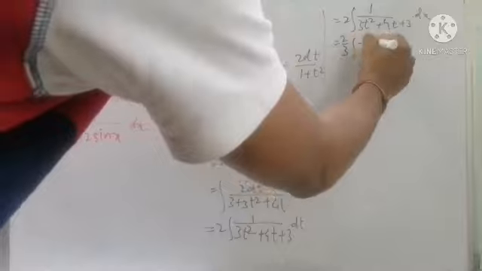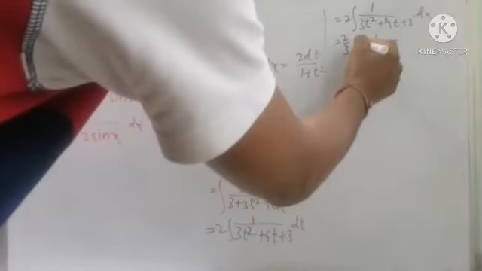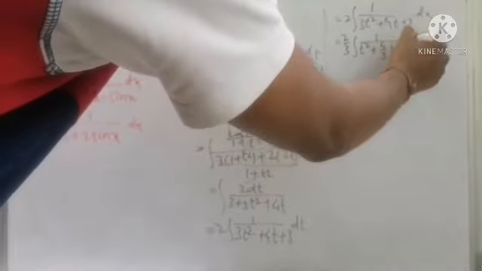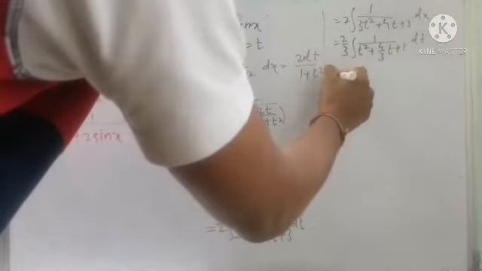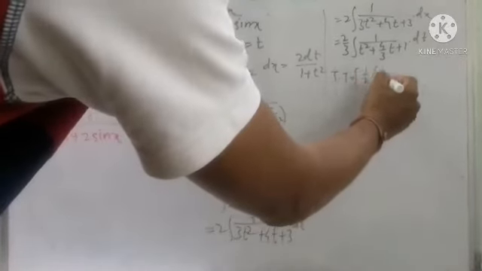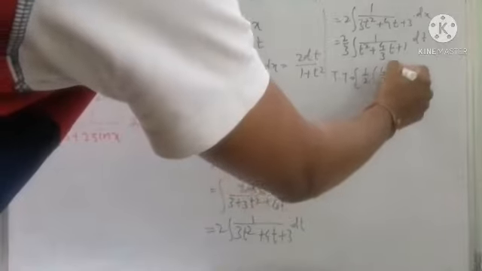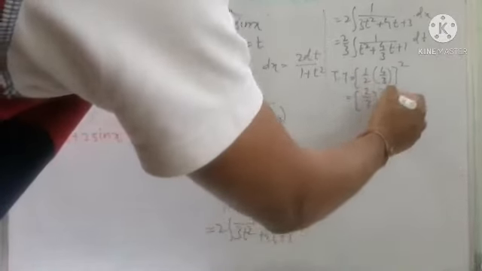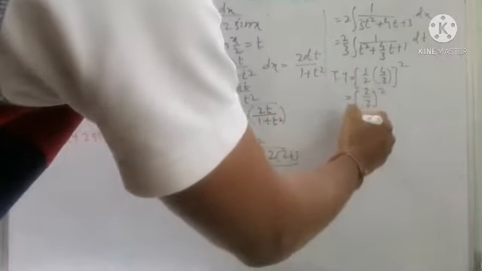So outside the integration we get 2 by 3, and inside the integration, in the denominator, we get t square plus 4 upon 3t plus 1 into dt. Now we calculate the third term. As this is a polynomial of t, the formula will be half into the coefficient of t, which is 4 by 3, bracket square. Now simplifying this, 2 by 3 square, which is 4 by 9.